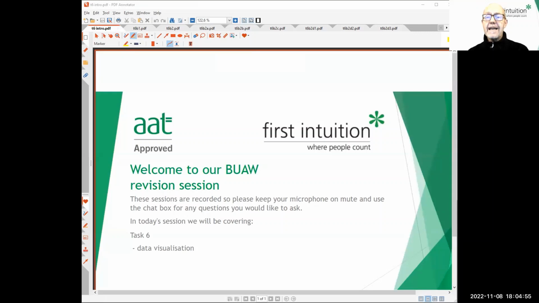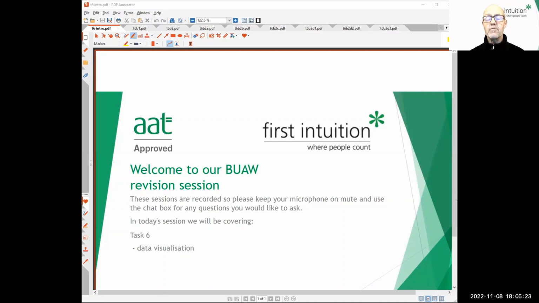Tonight, we're going to look at task 6, which is about communication. And the specific area I'd like us to talk about is data visualization. How do we bring data to life? How do we make it easier for the human brain to comprehend? Because as humans, we're not really that good at absorbing tables of numbers. Most of us work better if data can be illustrated somehow.